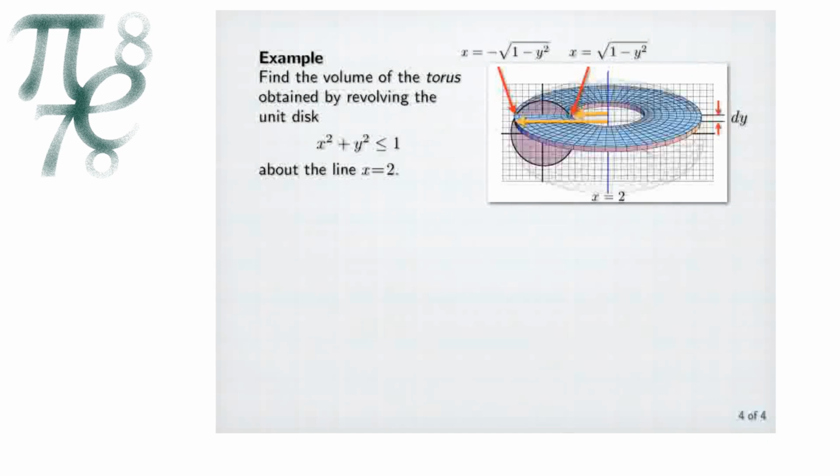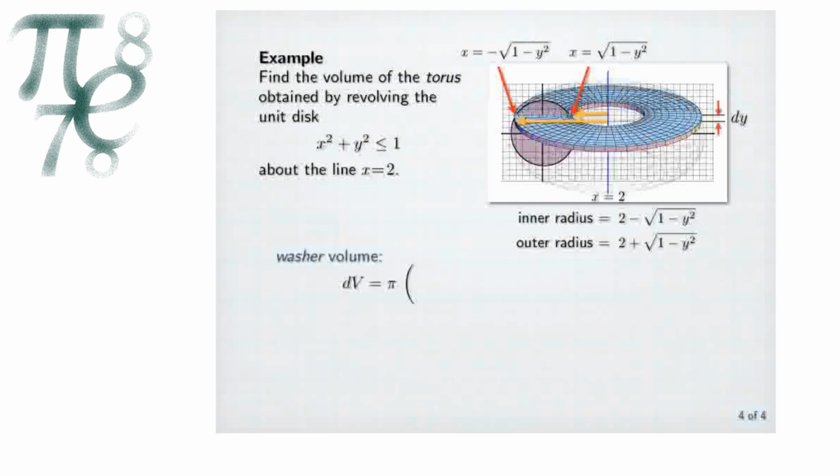So the inner radius is 2 minus the square root of 1 minus y squared, and the outer radius is 2 minus the negative square root of 1 minus y squared, or 2 plus the square root of 1 minus y squared. Notice that it's important that you subtract in order to obtain the distance from the axis of rotation. So the volume of a typical washer is pi times the square of the outer radius minus the square of the inner radius, all times dy.